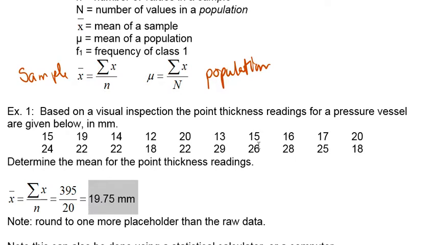Don't forget units, right? Units are always very important. So this is the answer our calculator has, but we always want to round to one more placeholder than the raw data when we're doing means in statistics. So a heads up, our significant figures in statistics has some very specific rules on different applications. So in this particular application, calculating a mean, it's one more placeholder than our raw data. So in this case, we would round to 19.8 millimeters.